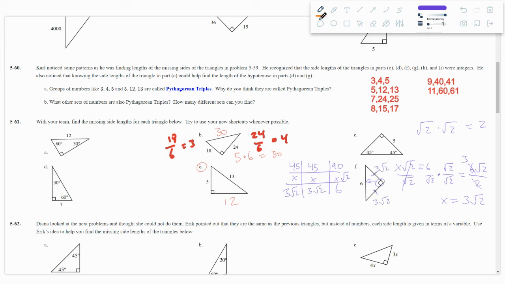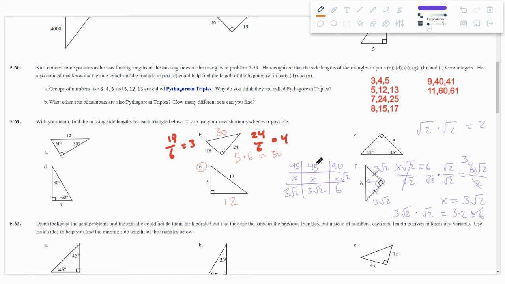Now, how do we know that that works for sure? Well, to check our answers, if I know that that's x and I want to figure out what the hypotenuse is, just multiply 3 root 2 times root 2. And if I go back to that same rule that I just showed earlier, root 2 times root 2 is equal to 2, then we have 3 times 2, which is 6. And so that works.